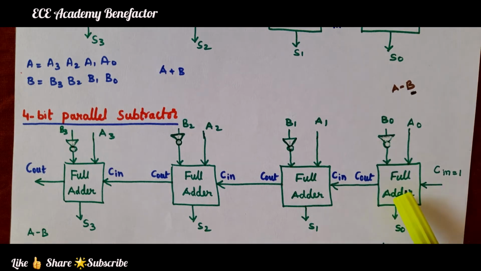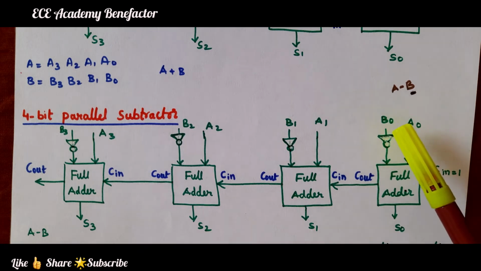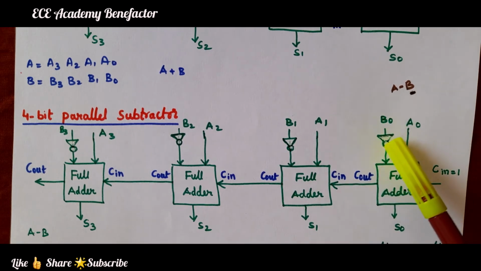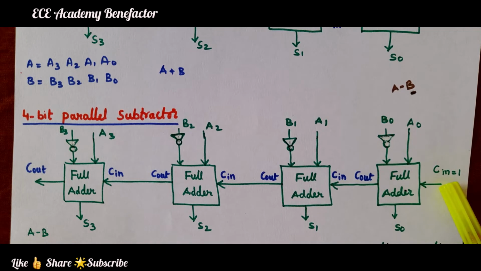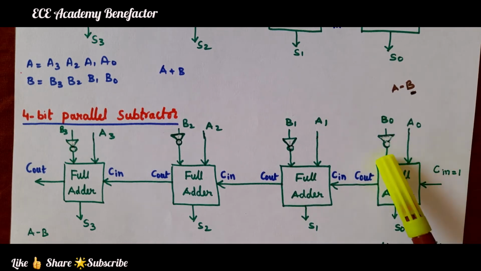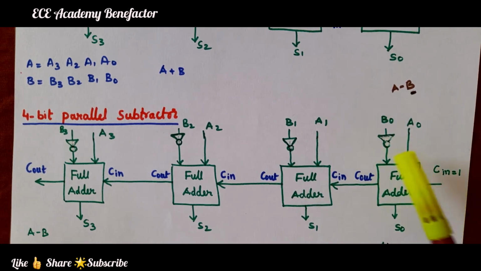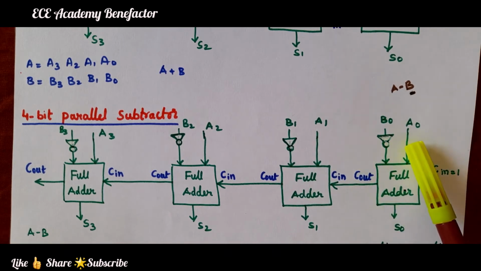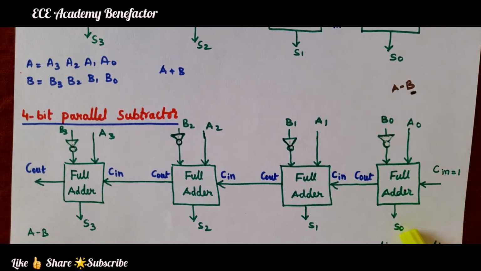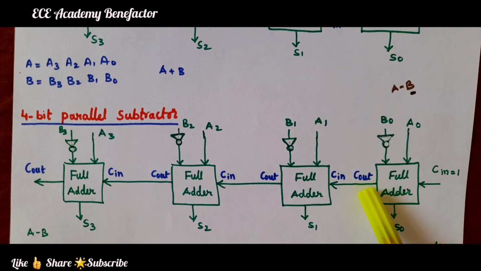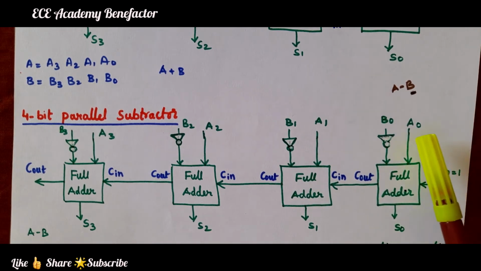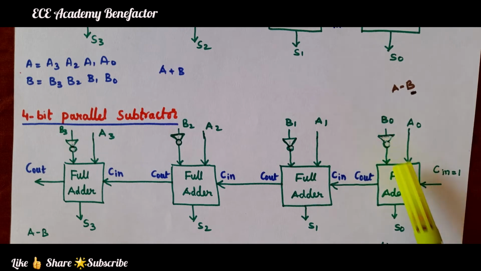So, for the first full adder, the input is A0 and the input B0 is given through a NOT gate to get the 1's complement, and then the input carry is 1. So, by this you get the 2's complement of B0, which is added to A0 to get the sum S0 and output carry C out. So, for this first full adder the inputs are C in as 1, A0, and B0 through the NOT gate, giving the two outputs sum S0 and C out.